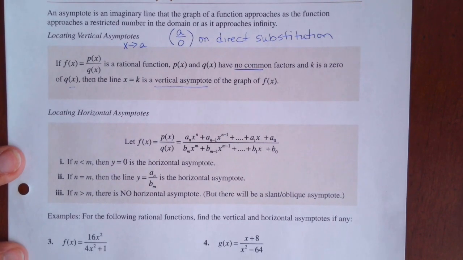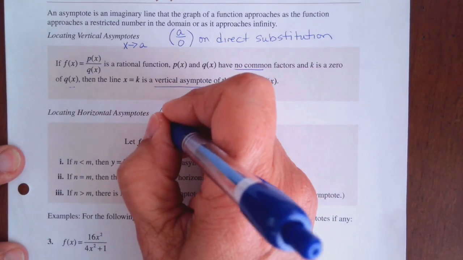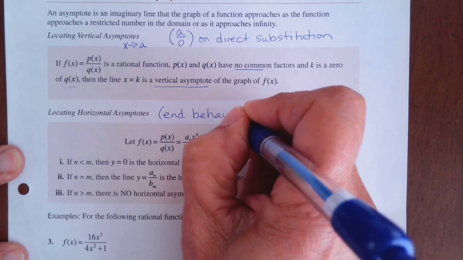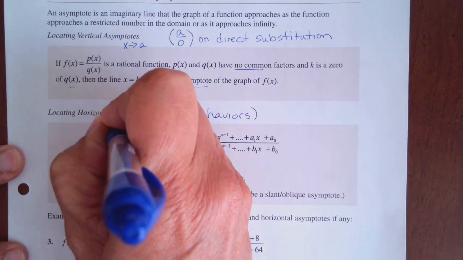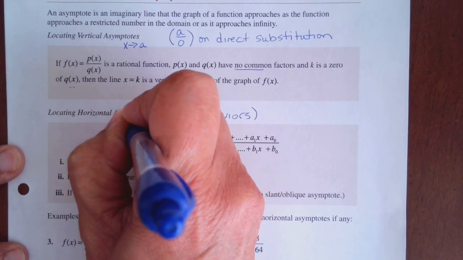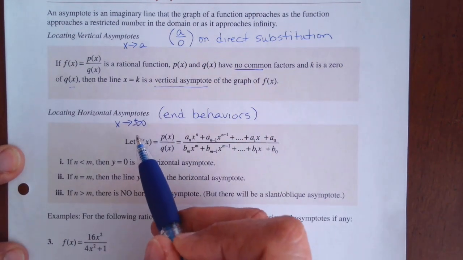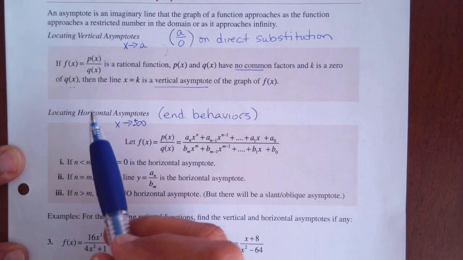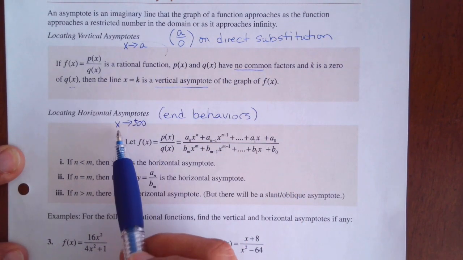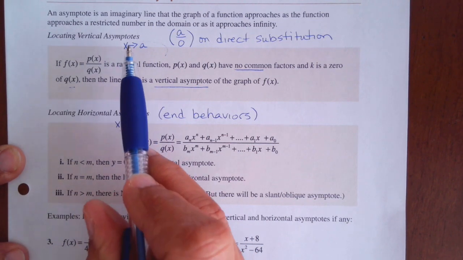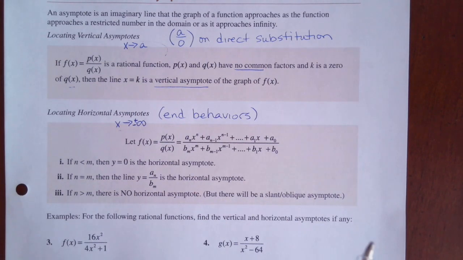Now, we also have horizontal asymptotes that go side to side. Those are called your end behaviors. That's what's happening at the end of the graph. So that will be problems where you see x approaching positive or negative infinity. So that's different. Vertical asymptotes are when x approaches a number. Horizontal asymptotes in your limit problems are going to be x approaching infinity. So a lot different. You have to pay attention to the problems.